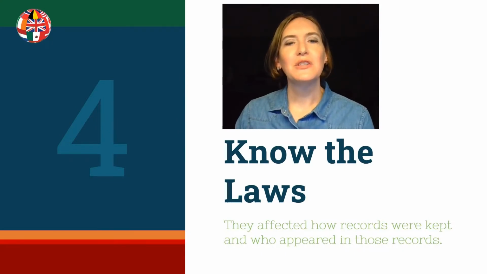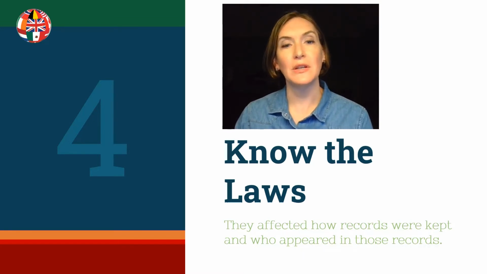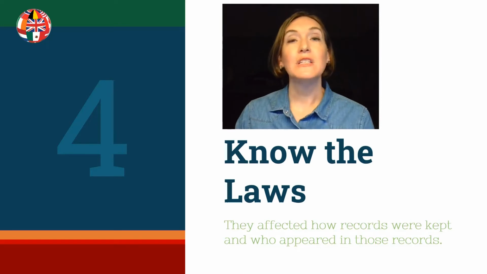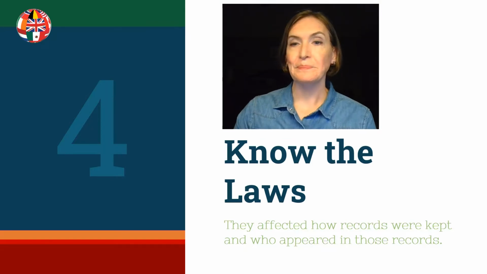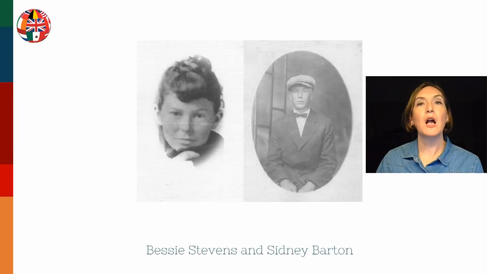The fourth tip is to know the laws and how they affected how records were kept and who appeared in those records. I've already talked a little bit in the previous presentation about tax laws and how those affected who would have been listed in the tax lists from year to year. Let's talk about when people try to avoid the law.